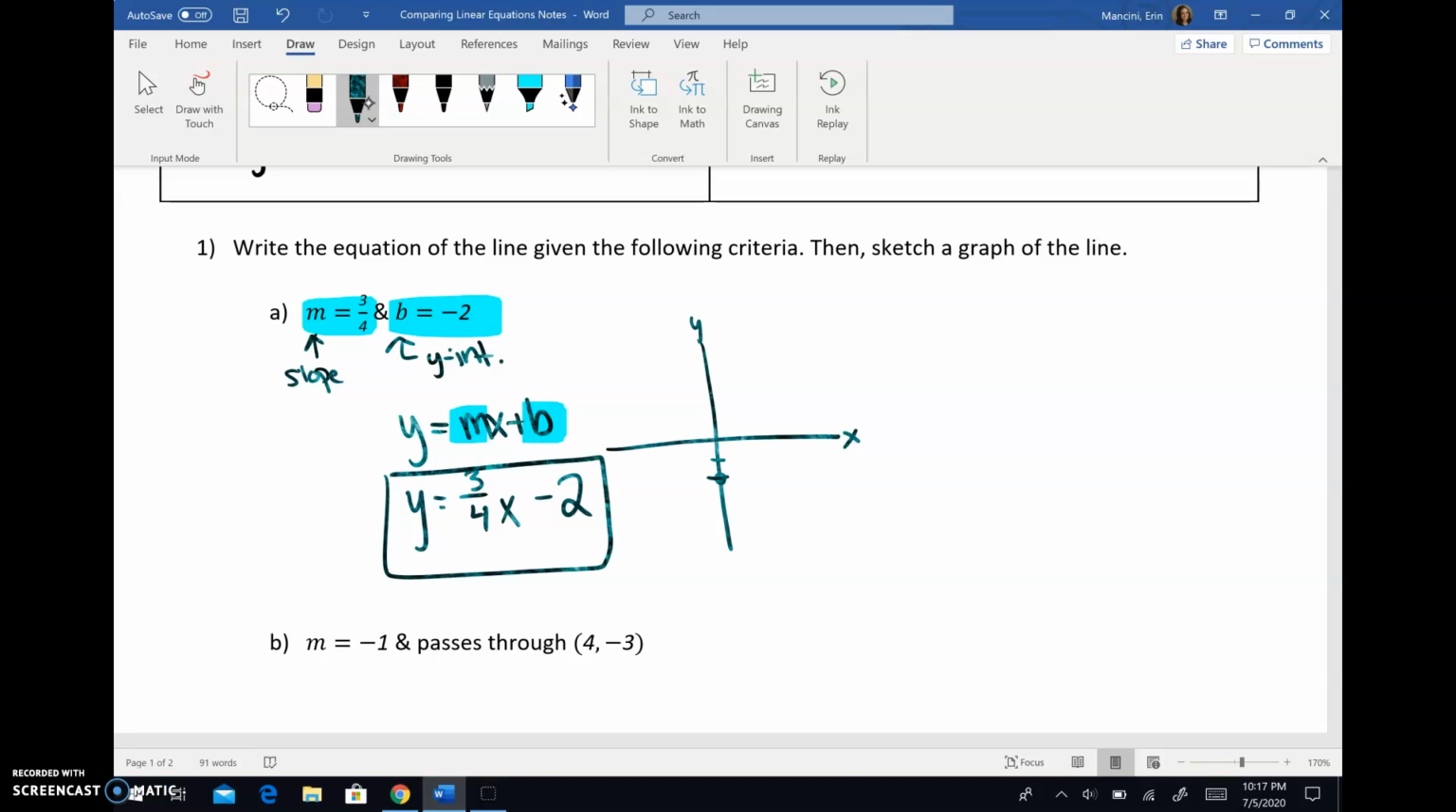And then slope tells you how to move from there. So you rise 3, run 4. So maybe that's a quick, good reminder to write down: slope is rise over run. Whatever's on top is how much you go up. Whatever's on bottom is how much you go left or right.